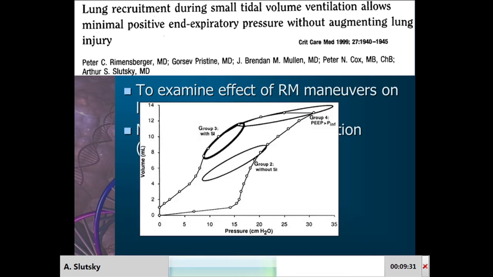And here is what it looked like schematically. Here is the pressure on the x-axis, volume. Here's the pressure volume curve. You can see here, this is the group with PEEP greater than the inflection point, relatively high. Group without a sustained inflation maneuver. You can see that the volume and pressure are shown here. After a sustained inflation, after recruitment, you now have ventilation on the descending limb of the pressure volume curve. So what's the impact of this? The PEEP level was identical, as you can see.